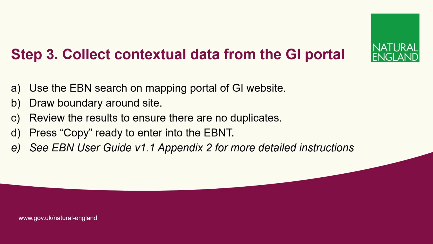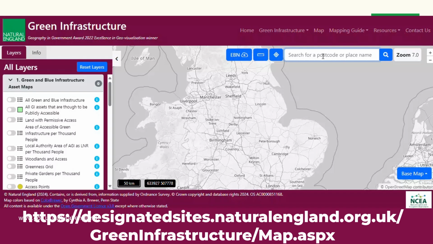This has an EBN search, which allows you to draw a boundary around your site and collect a custom output designed, ready to put into the EBN tool. And then what you need to do is copy that and put it into the tool in the next step. So here you start off, we're going to put the postcode in. This is a completely fictitious example. We put in the postcode.